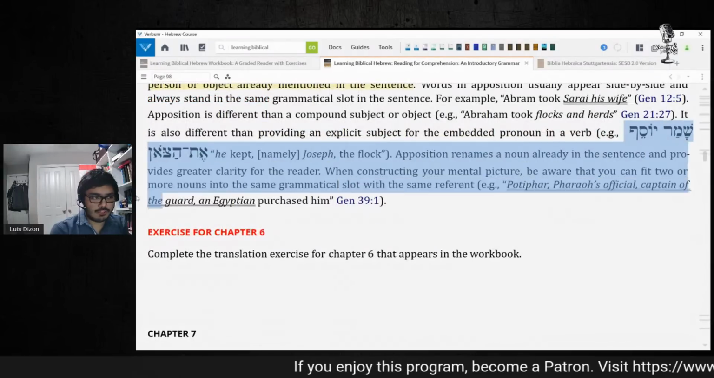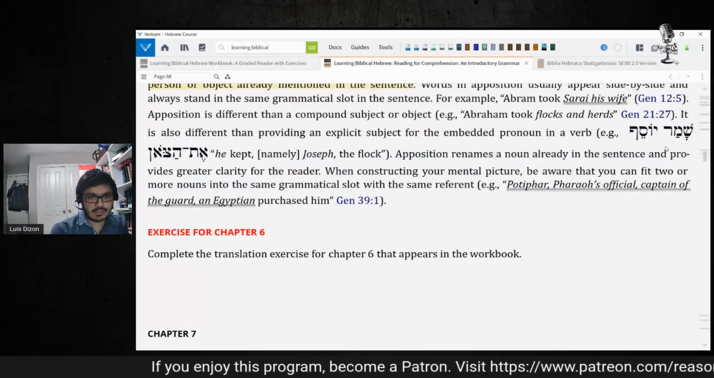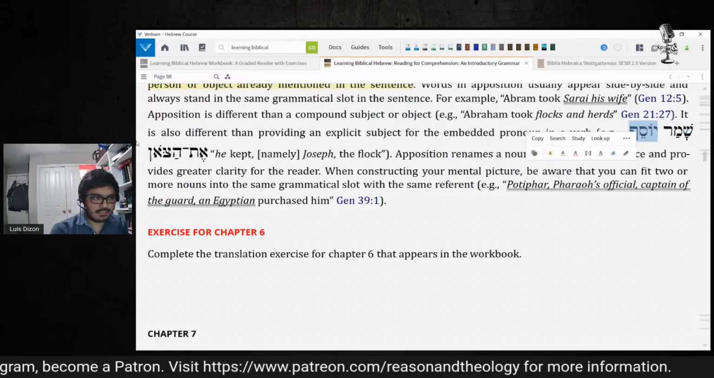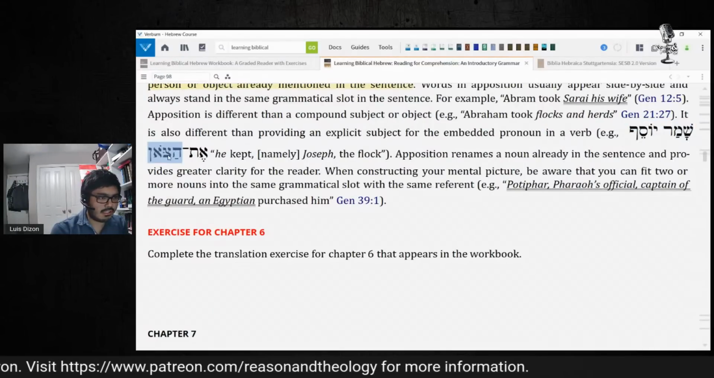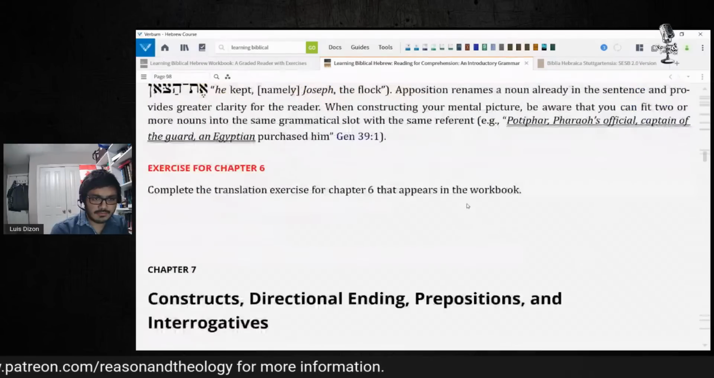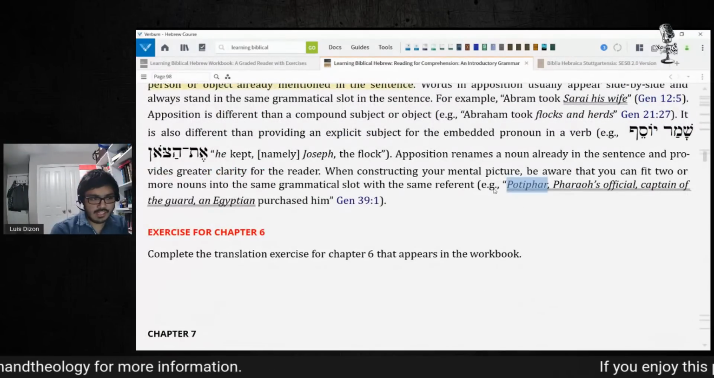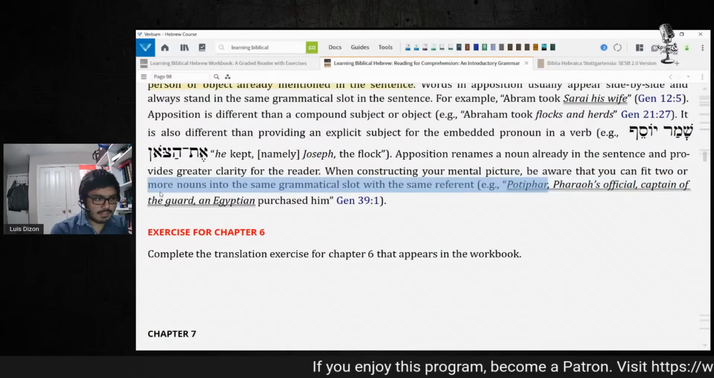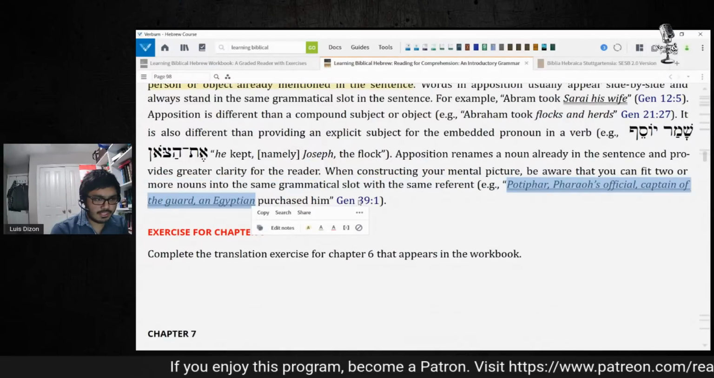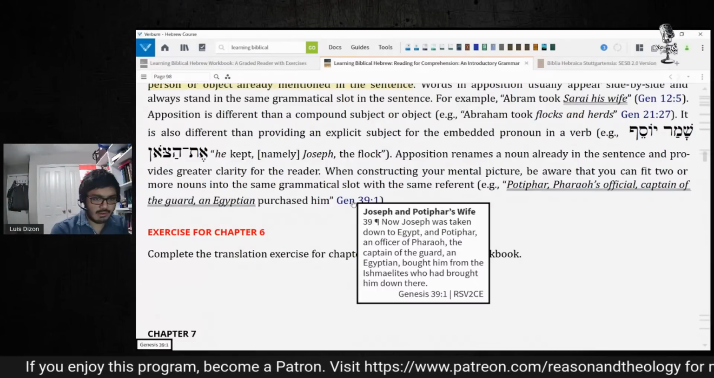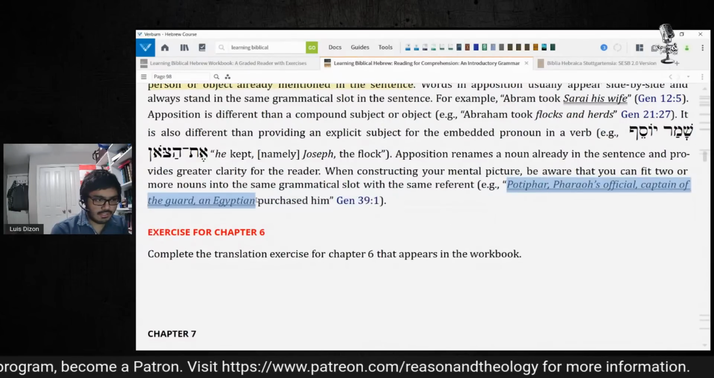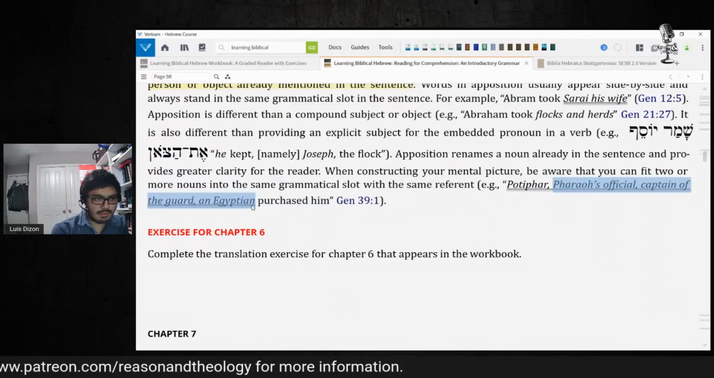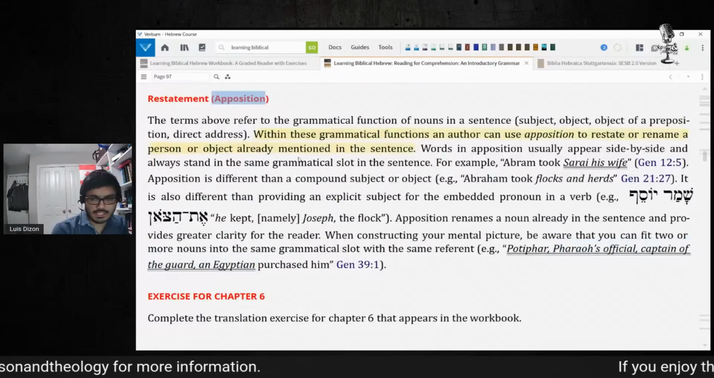So it could also be used for implied subjects. So Shamar Yosef et Hatson. So he, that is to say, Joseph, kept or guarded the flock rather. And finally, I can have a chain of appositions. So Potiphar, Pharaoh's official, captain of the guard, an Egyptian, purchased Joseph in Genesis 39:1. All of these nouns are referring to the same guy. So you have a series of nouns, and all of the nouns after Potiphar are what we would call appositions.